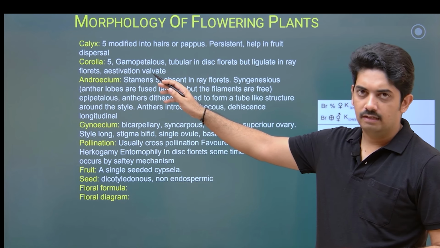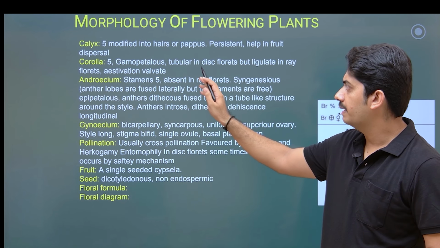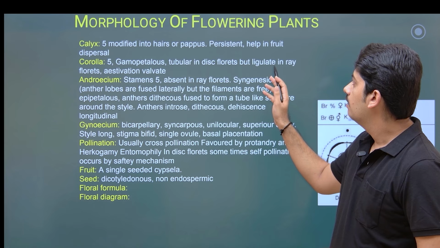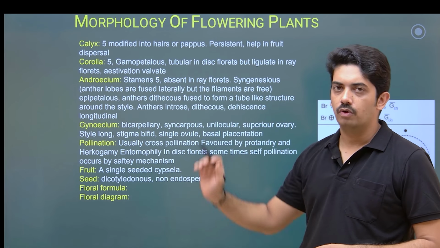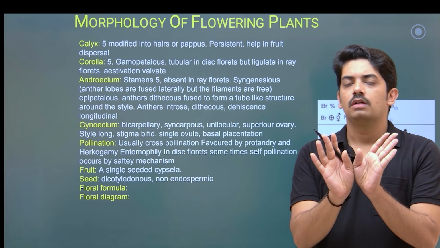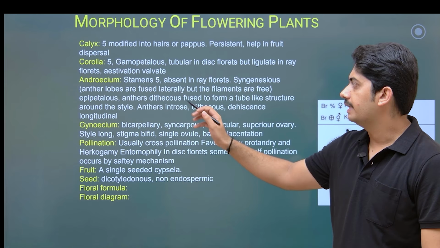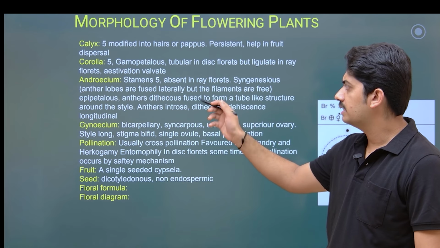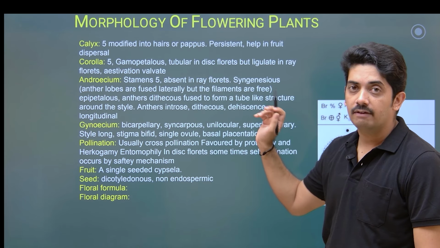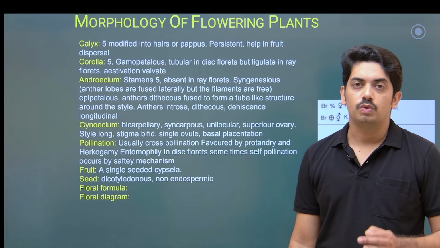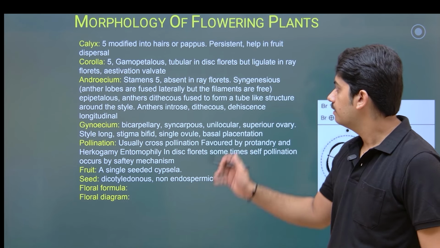Corolla, there are 5 petals, gamopetalous condition, they are fused, tubular in disc florets but ligulate in ray florets. Ligulate means somewhat flattened. Aestivation is valvate. Androecium 5 stamens, absent in ray florets, very important. That means what? Ray floret is unisexual, it is not a bisexual flower.